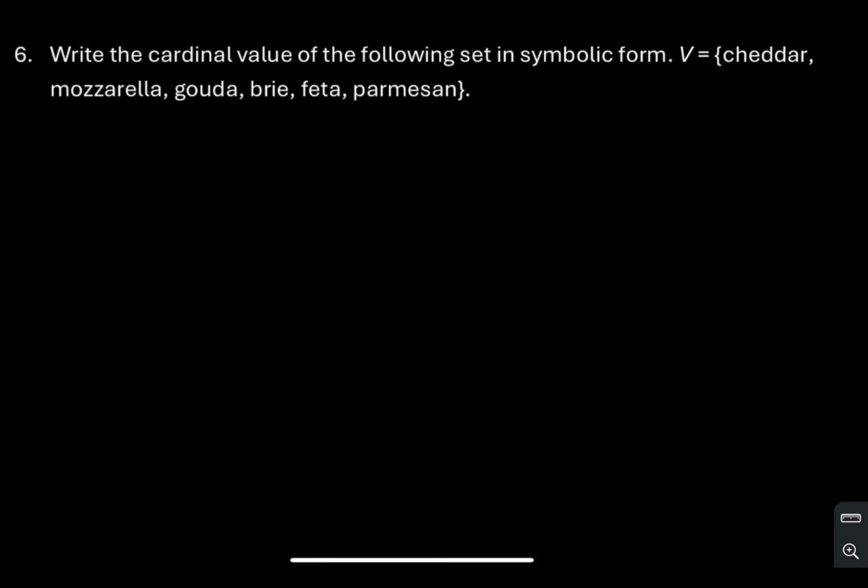So for the sixth problem, it says write the cardinal value of the following set in symbolic form. Set V is equal to cheddar, mozzarella, Gouda, brie, feta, and parmesan.